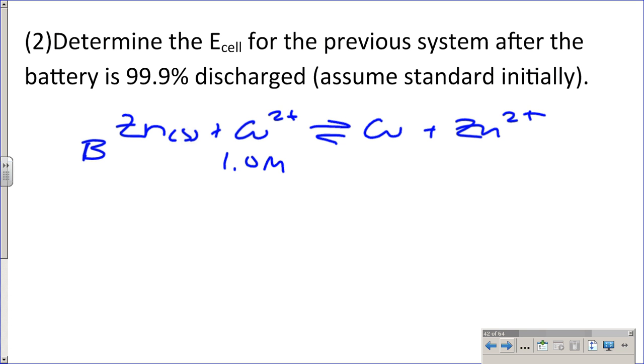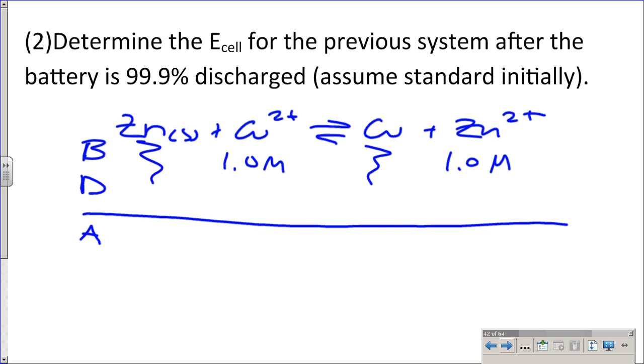It's not liquid, right? So, and 1 molar zinc, okay? Assuming standard, ignoring this mess. Okay, so during the reaction, something happens. After the reaction, the battery is 99.9% discharged, and you need to determine the new electromotive force. So if 99.9% discharges, what is left? Which is 0.001, okay?